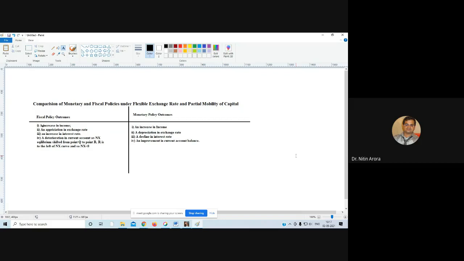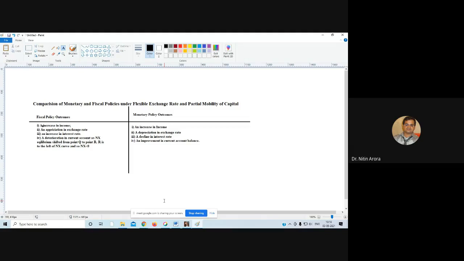And let me tell you, most of the economies these days are following this type of system. Even India is following this type of system. We are following flexible exchange rate, and obviously partial mobility of capital is allowed. Not the full convertibility of capital is allowed. So this is the case of India, where we have diagrammatically represented what would be the effect of monetary policy, what would be the impact of fiscal policy. Tell me which policy is now the better one. Monetary policy, right? Why monetary policy?